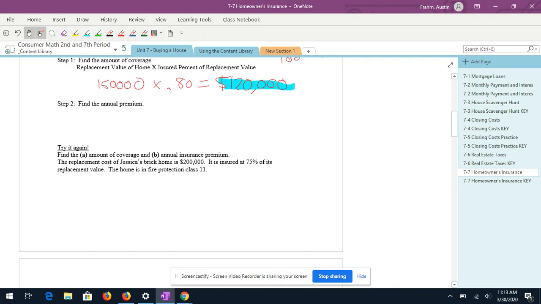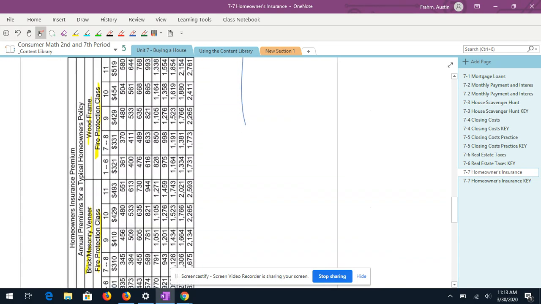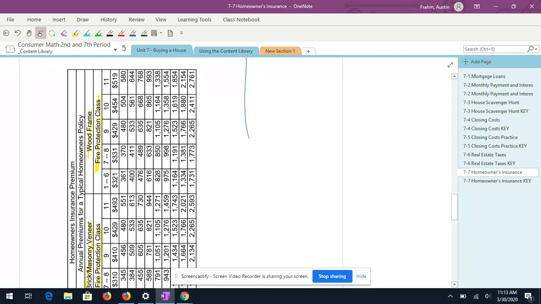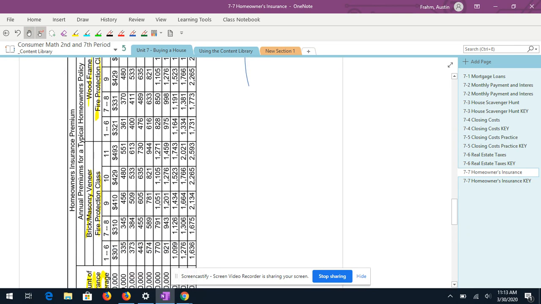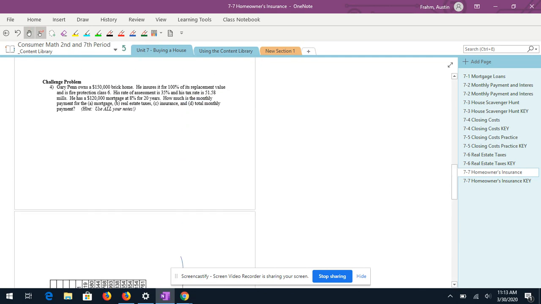So if I go down to my table, okay, it's a wood-framed house, so we're going to be looking at this side of the chart, the right side. The protection is 120,000, which is right here. It's a wood-framed house, and it was fire protection class number 4, so that's between 1 and 6. So if we go down to where it's 120,000, it's going to give us the amount, which is $476. And that would be our answer to step 2.